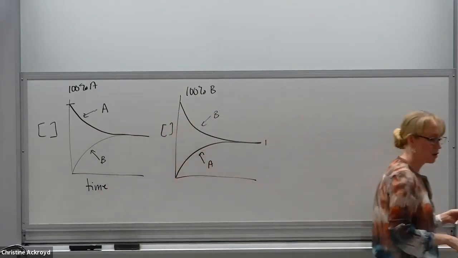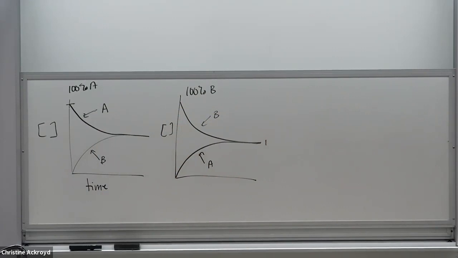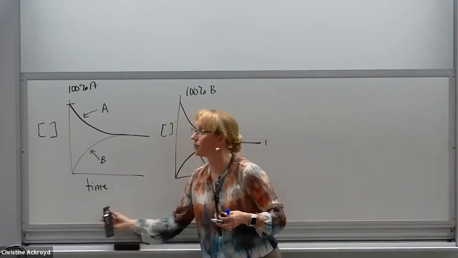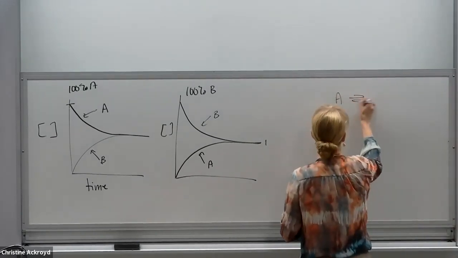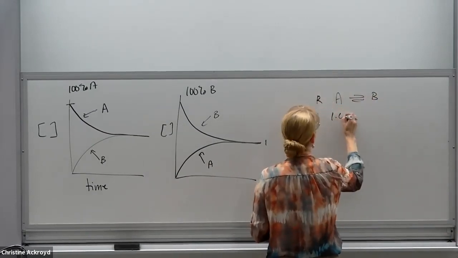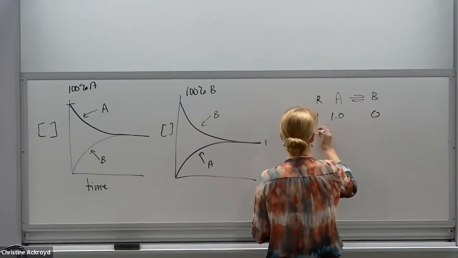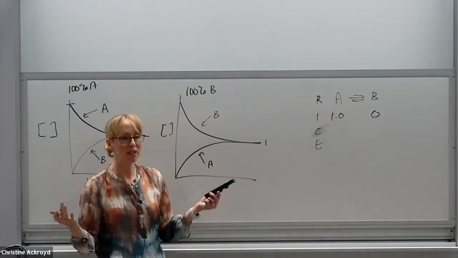Okay. Lost my clicker. If we start with one molar A, as the reaction moves towards equilibrium, what will be the sign of delta G? You write a RICE table for this? What does a RICE table look like? A RICE table would look like this. A goes to B. Initial conditions. Start with all starting material. What's Q compared to K?